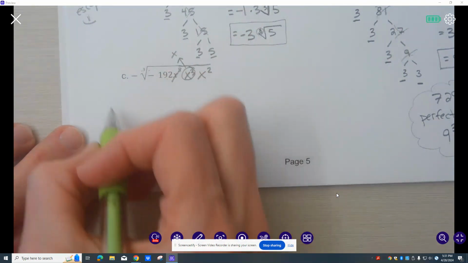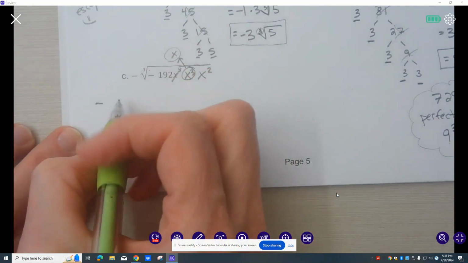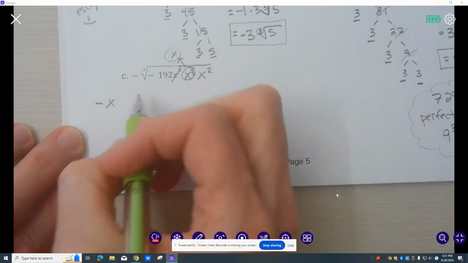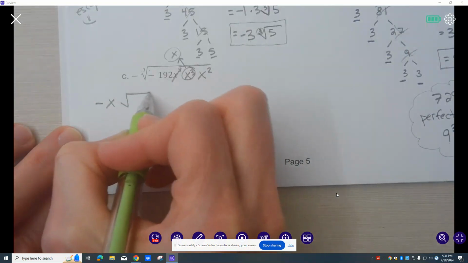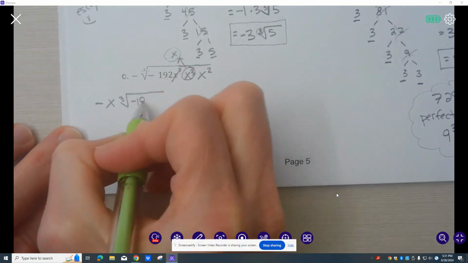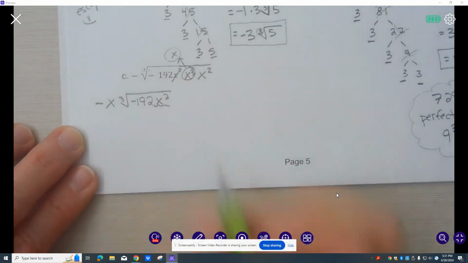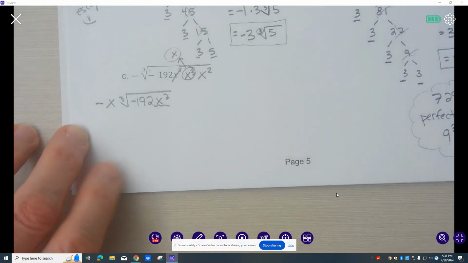So now I'm going to think, okay, what does this problem look like now? This x is on the outside. So I have a negative. I have an x on the outside. Then I have a third root. I have another negative, 129, and x squared. I know that x squared is going to be left in the jail.